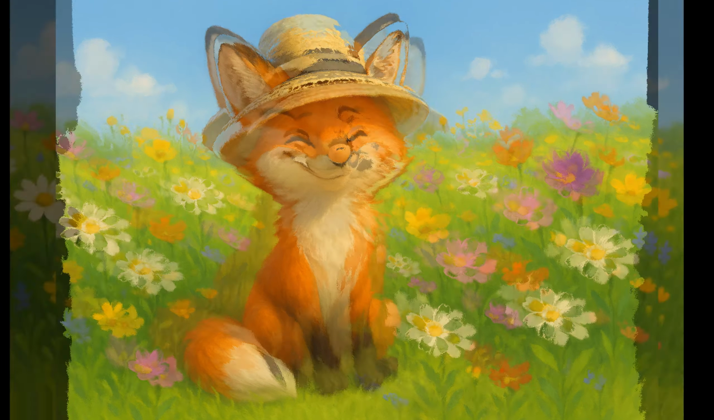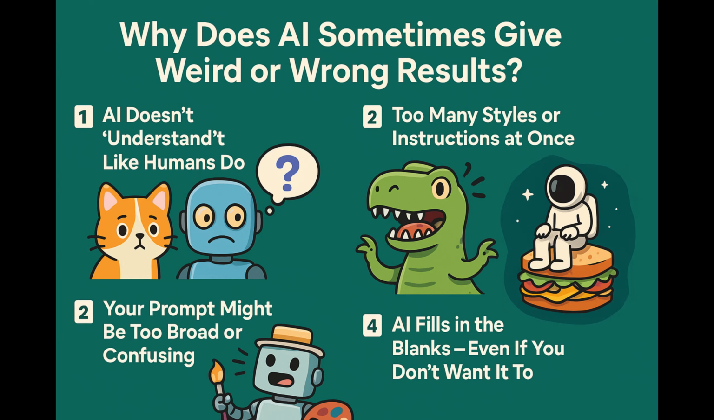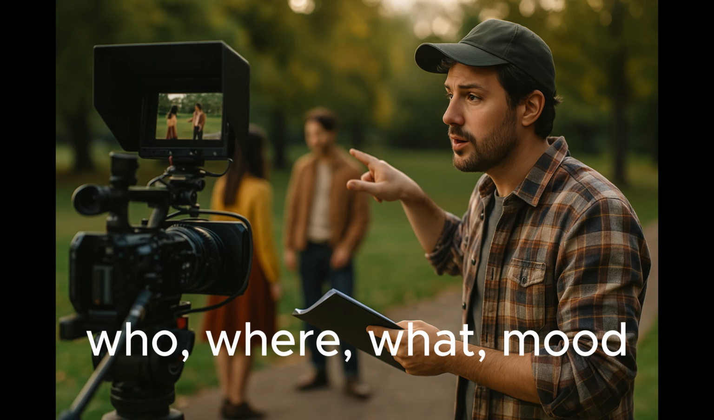But here's the catch. AI doesn't just use your words. It often fills in extra details based on what it expects to see. So even if you don't say sunlight or grass, it might add those anyway, because it's seen fox in a field 1,000 times, and that's what usually goes with it. So if any part of your prompt is vague, unclear, or too broad, AI will guess, and that's when things can go off track.